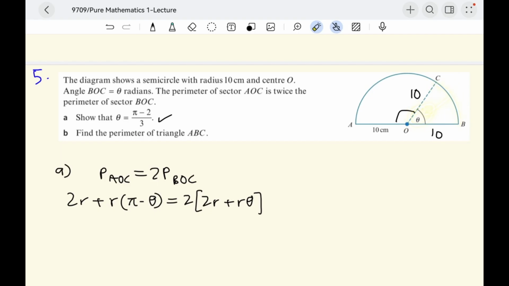The exact theta. As you can see, each term contains r, so we can cancel the r out. Okay, now the next step is to expand and simplify it. That leads to your answers from the question.